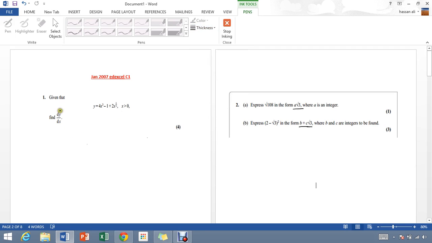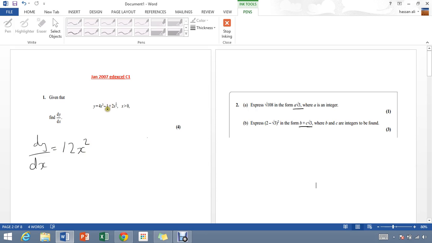Now it's asking you to find out dy/dx for this equation here. So remember, the first thing you do, get this indices, so it's 4x cubed, and times it by a coefficient of x. So in this case, dy by dx will equal 12x squared.